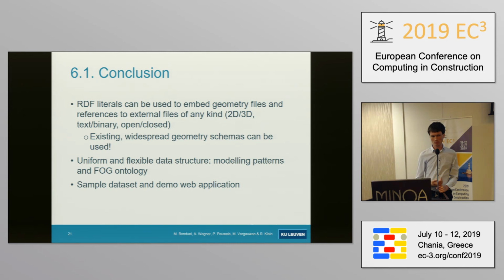But this has the, let's say, important consequence that you can use any existing geometry schema that exists, and also, as a consequence, use the applications that can work with these kinds of geometry schemas. We don't have to reinvent new geometry schemas to be able to do our work. We also propose a uniform and flexible data structure, extending OMG, of course, with modeling patterns, and of course, the taxonomy to be very specific about which geometry schema you use. And we provided sample data sets and a demo application, which is online.